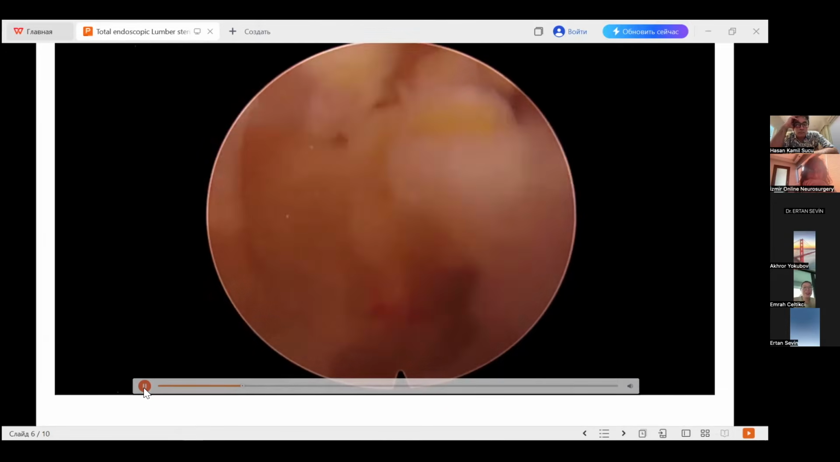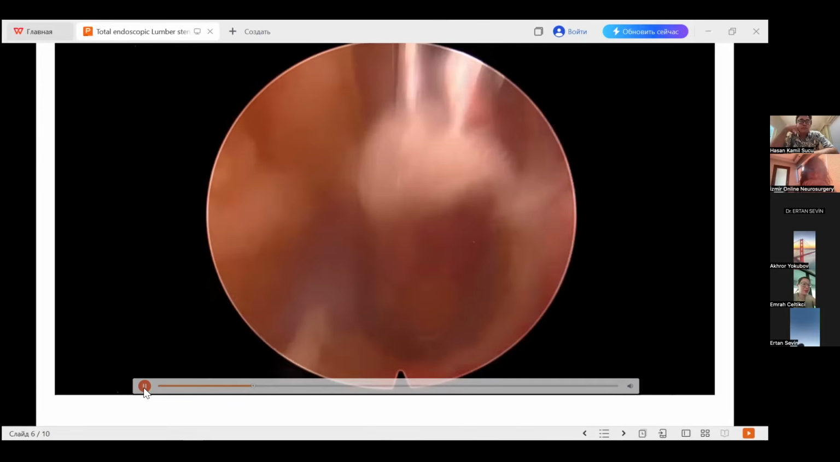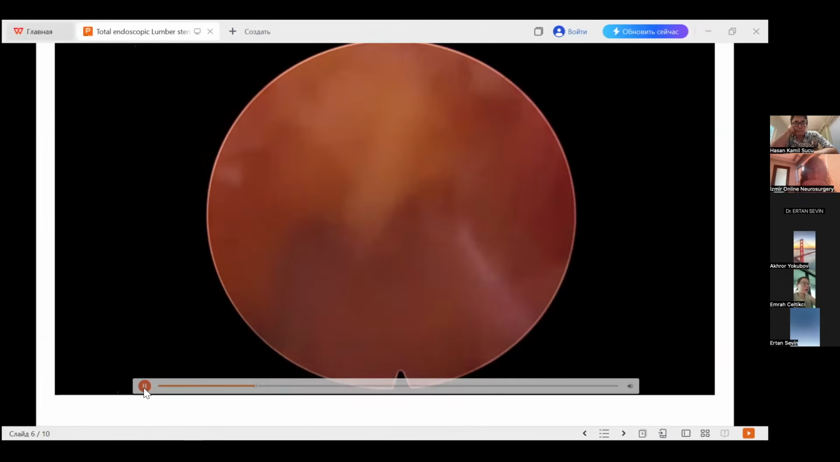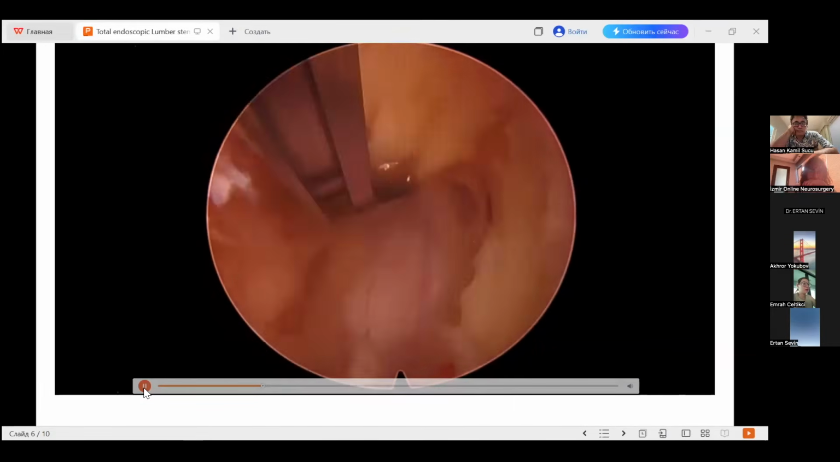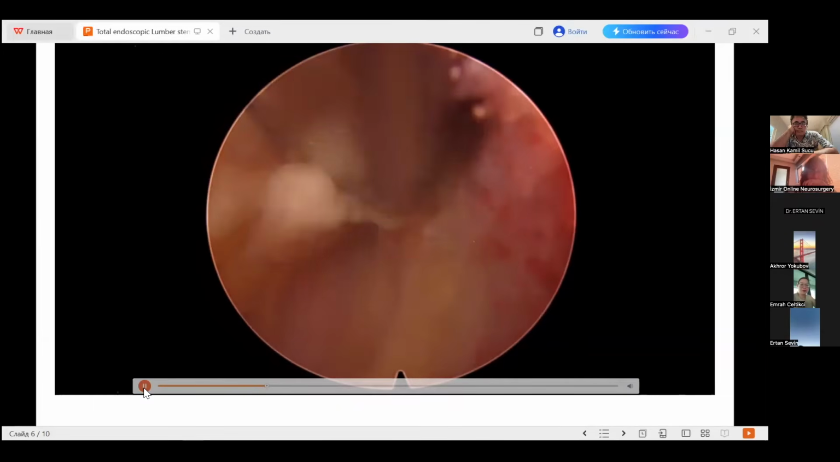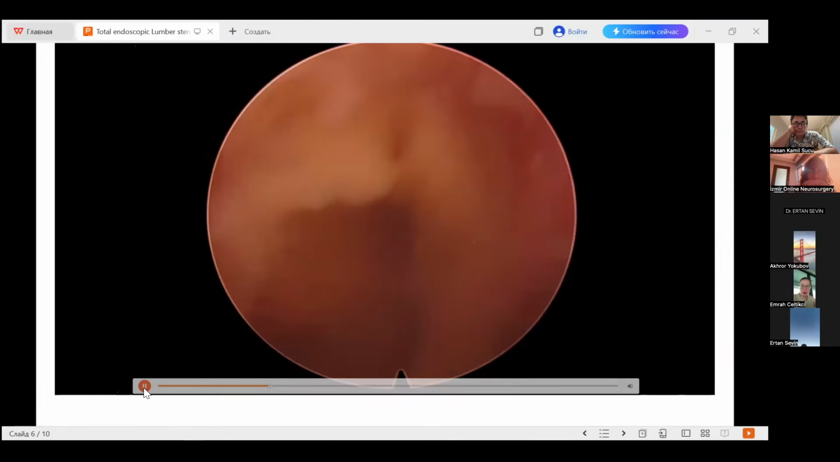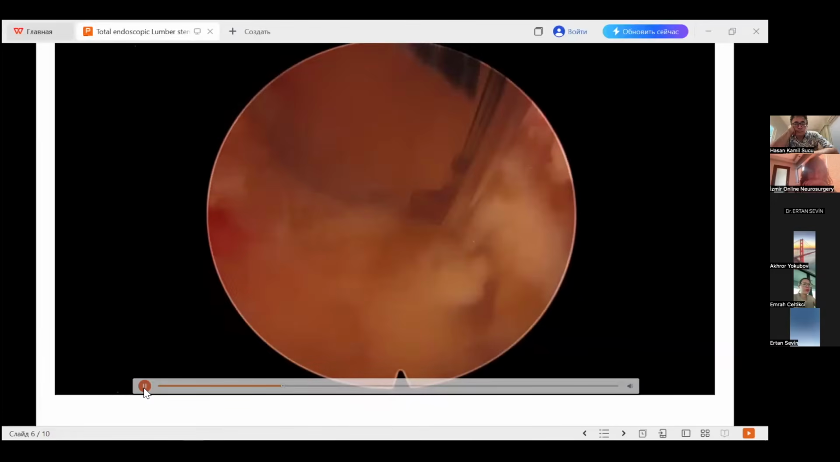Yes, this is fat tissue. Usually we have to clean it because it's also sometimes irritating. The dura is not visible. See, it's very easy to remove the ligamentum flavum with the Kerrison punch. And it's very safe also.